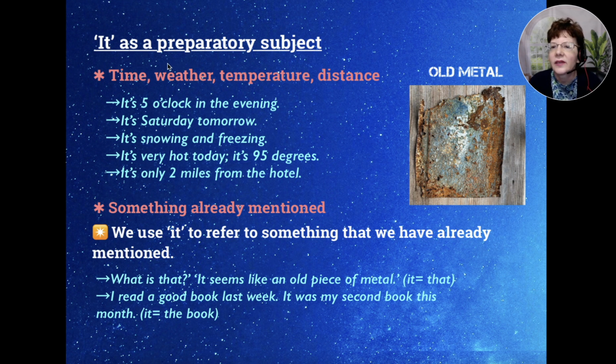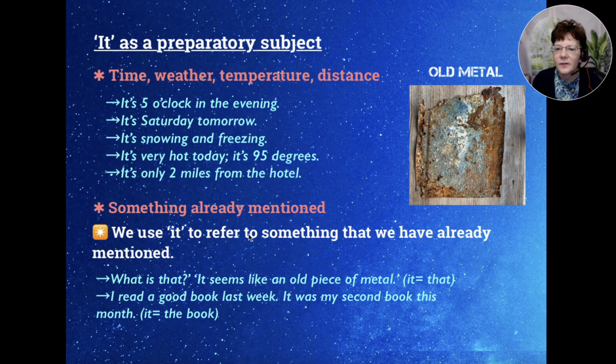Okay, we're going to look at it as a preparatory subject here, as far as time, weather, temperature, and distance. So for example, it's 5 o'clock in the evening. It's Saturday tomorrow. Or it's snowing and freezing. And then there's it's very hot today. It's 95 degrees. Talking about weather and temperature here. Or it's only 2 miles from the hotel, and that's distance.